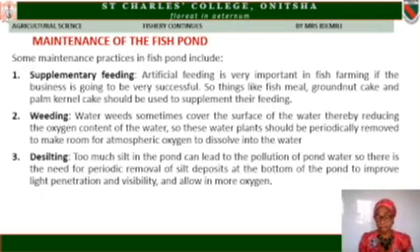Another one is the silting. Too much silt in the pond may lead to the pollution of the pond water. So there is the need for periodic removal of silt deposits at the bottom of the pond to improve light penetration and visibility, and also to allow more oxygen from the atmosphere to seep into the pond.